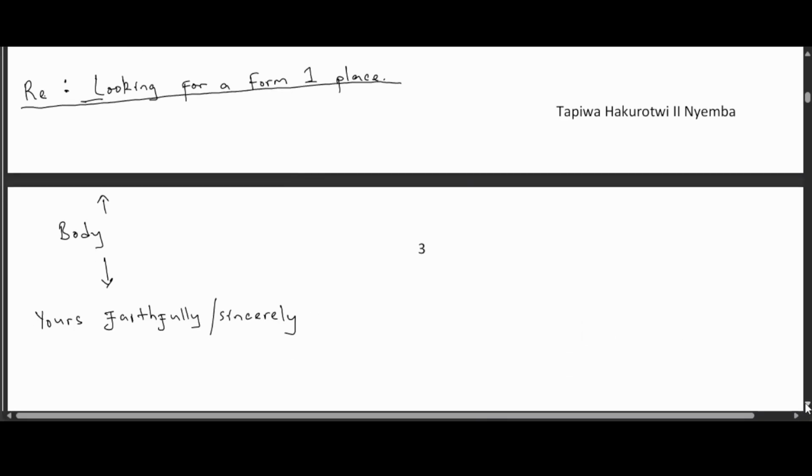After you have written yours faithfully, you put down your name, Tapiwa, make it your full name, Hakurotwi Nyemba, and you have to sign. This will be my signature. So this is a general format, a general outlay of how we write a business letter. You have to consult with your teachers. You have to ask your teachers if they want you to write it this way. But this is just a general outlay.